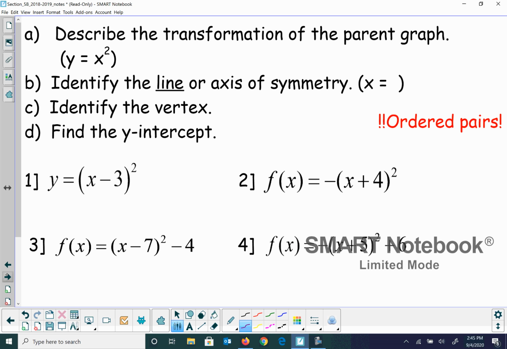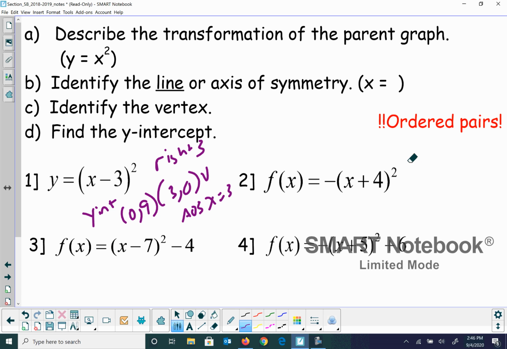So let's see. Describe the transformation. So this is going to go right 3. So that means my vertex is at 3, 0. My axis of symmetry is x equals 3. And then my y-intercept, if I plug 0 in for x, 0 minus 3 is negative 3. Negative 3 squared is 9. That works that way.